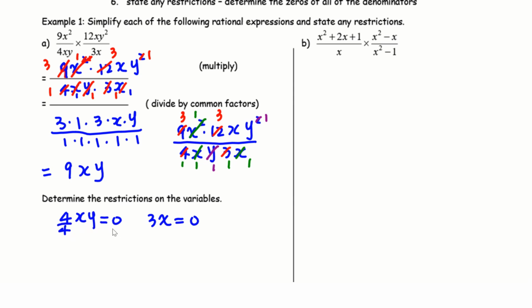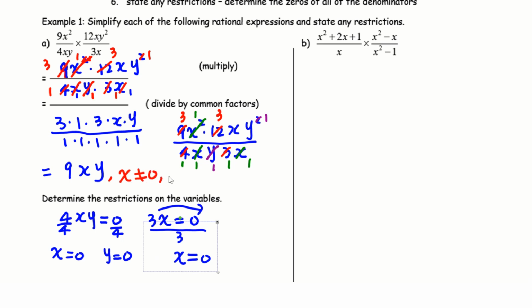So divide by 4, you have x times y equals 0. The x could be 0 or y could be 0. Both make this 4x times y equals 0. And this one, we move the 3 to the other side by doing division, so x equals 3. Then it means these values are not permitted. So x couldn't be 0, and y couldn't be 0.